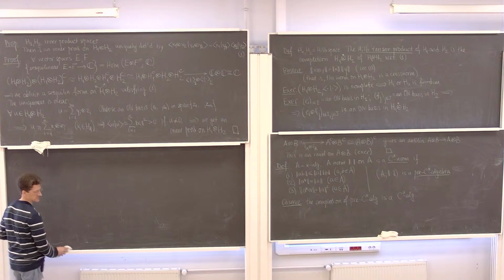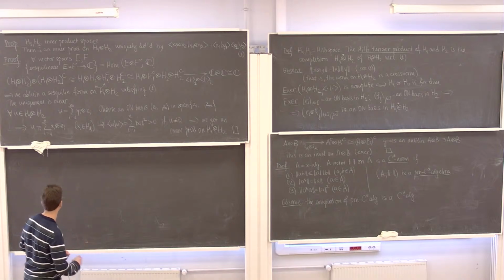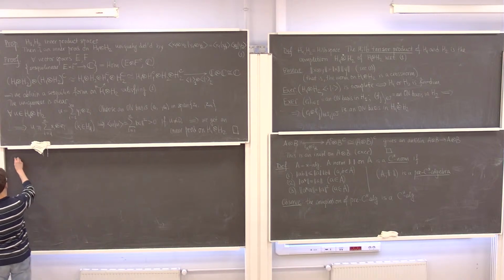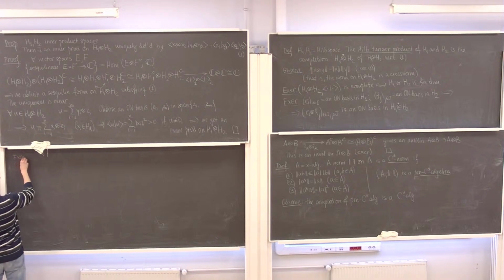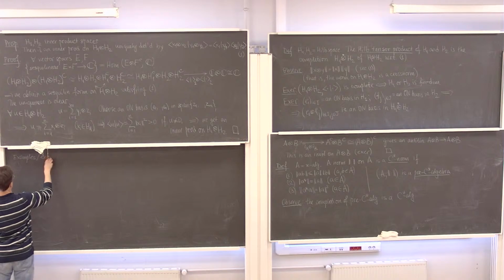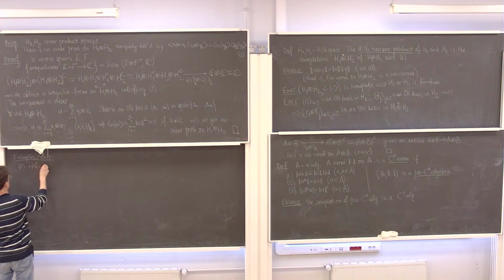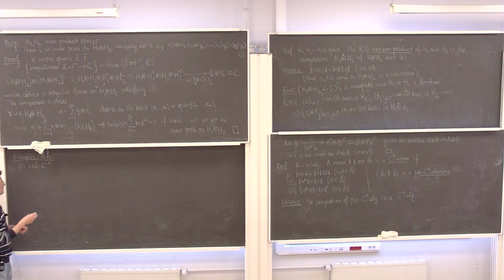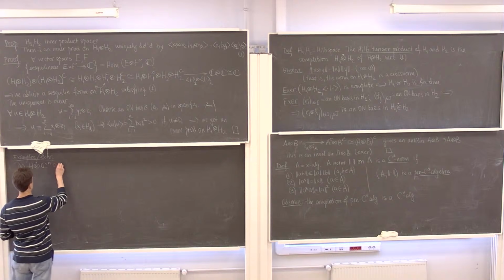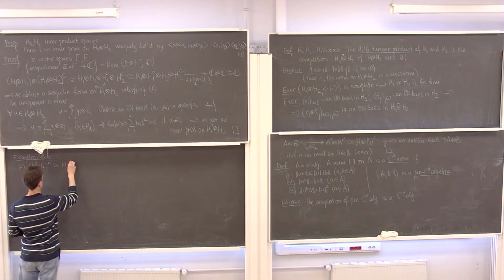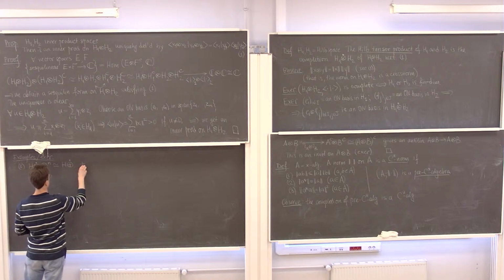Well, let's look at some special cases of this construction. Let's look at some concrete examples. Examples and exercises at the same time. First of all, if we take the Hilbert tensor product of H with the finite dimensional Hilbert space Cn, then this is unitarily isomorphic to the Hilbert direct sum of n copies of H.